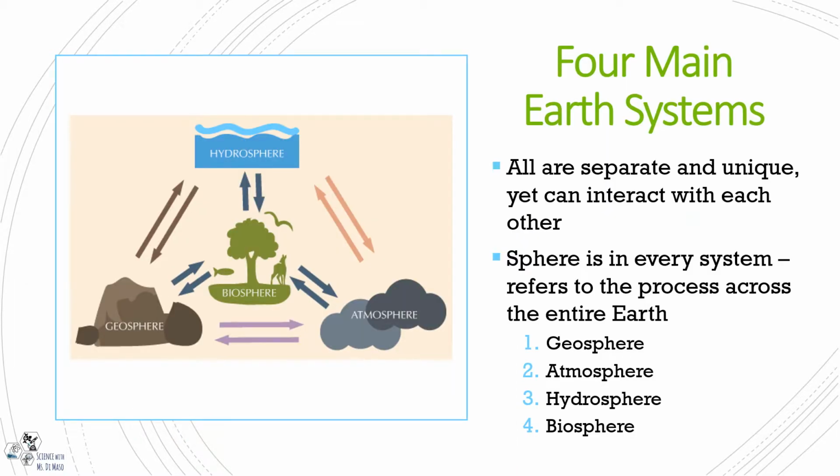Now, while we're studying all of this, you have to understand that the Earth is made up of 4 main systems. Each of them is separate and it has its own processes and its own rules that it follows, and yet they can all interact with each other. They all do interact with each other all the time. Now, you'll find the word sphere in every single system, and that's because we're dealing with the Earth as a whole, and the Earth is a sphere, it's a ball.